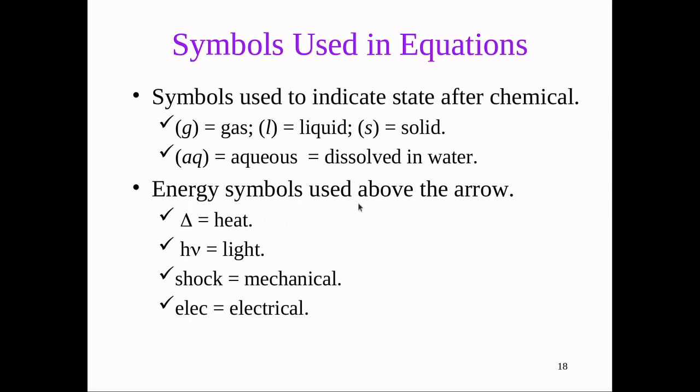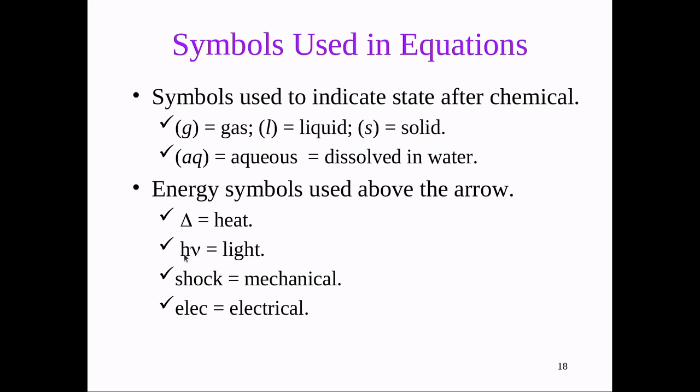Sometimes we see energy symbols used above the arrow. This indicates that maybe we had to add heat in order to get the reaction to proceed, for instance. And what we use there is this triangle symbol that is a Greek capital delta. That usually means change, so like a change in energy. But it's also used to indicate heat in chemistry.